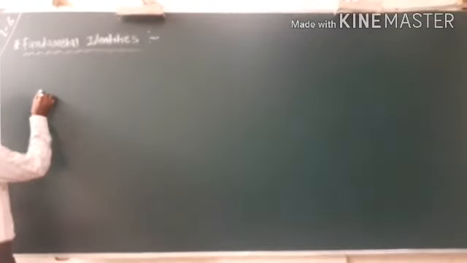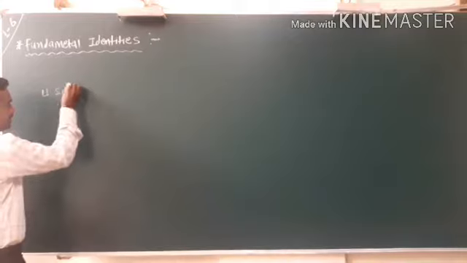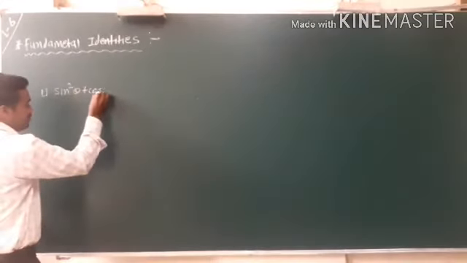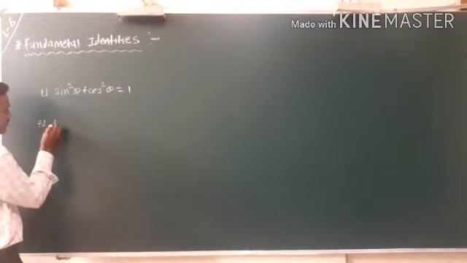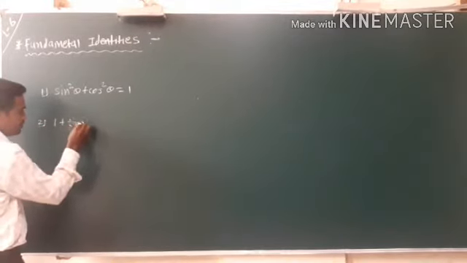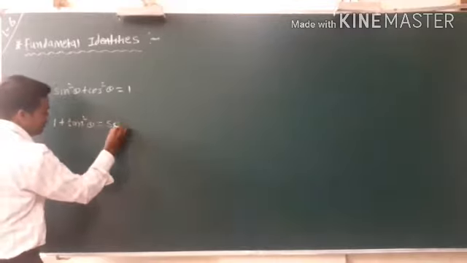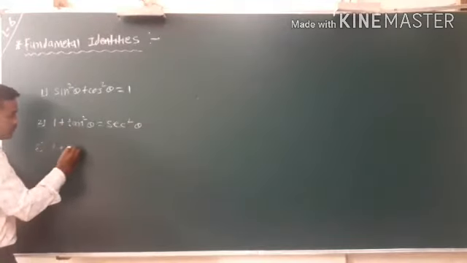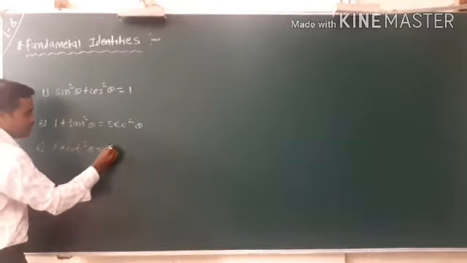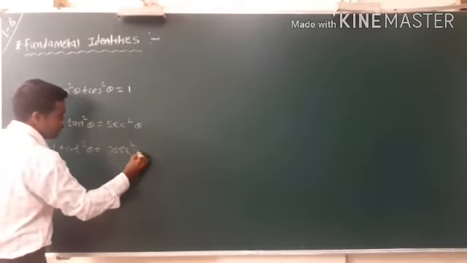So the first identity is sin square theta plus cos square theta equals 1. Similarly, the second identity is 1 plus tan square theta equals sec square theta, and the third one is 1 plus cot square theta equals cosec square theta.